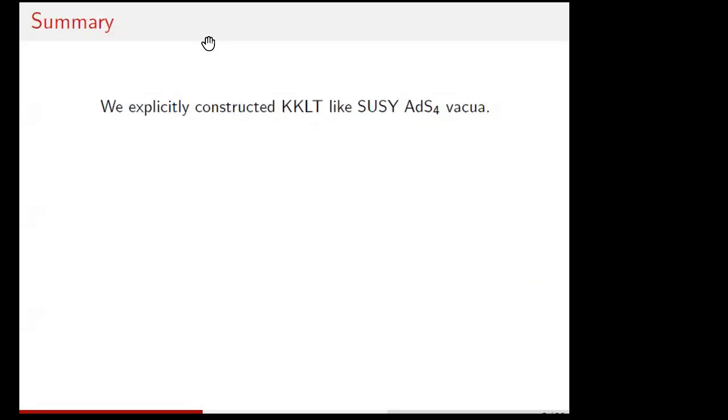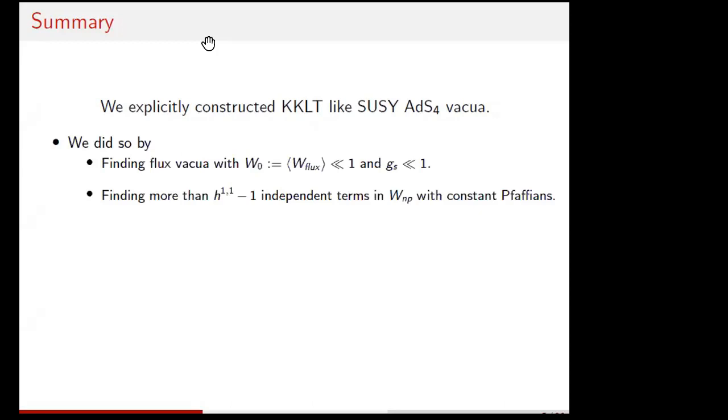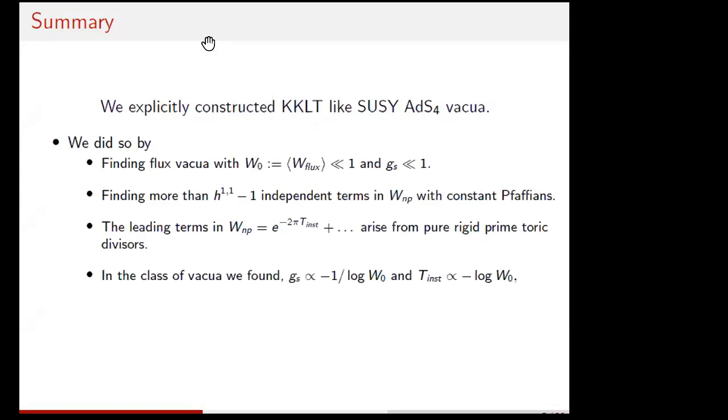So let me give you a technical summary. We explicitly constructed KKLT-like supersymmetric AdS4 vacua, and we did so by finding flux vacua with exponentially small W0 at weak string coupling. And we also did so by finding more than h11 independent terms in the non-perturbative superpotential with constant prefactors. And this is going to be very important. The leading terms in the non-perturbative superpotential arise from pure rigid prime toric divisors. I'll explain what those jargons mean later.